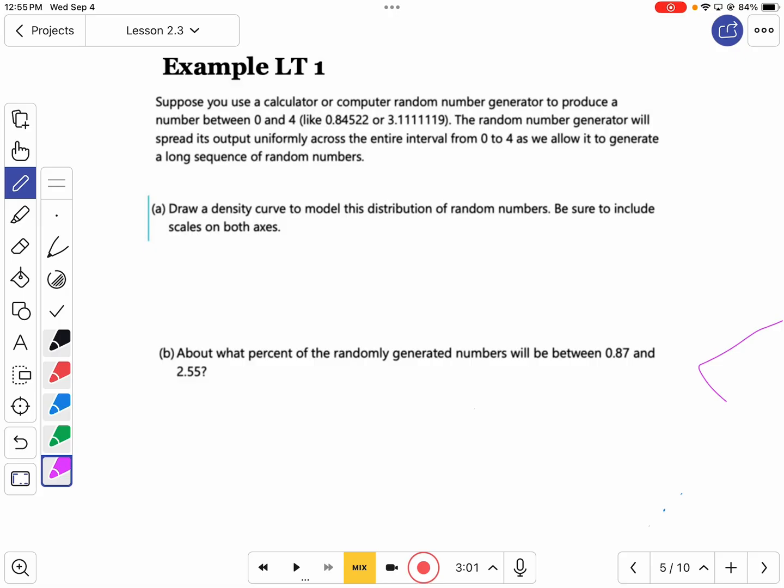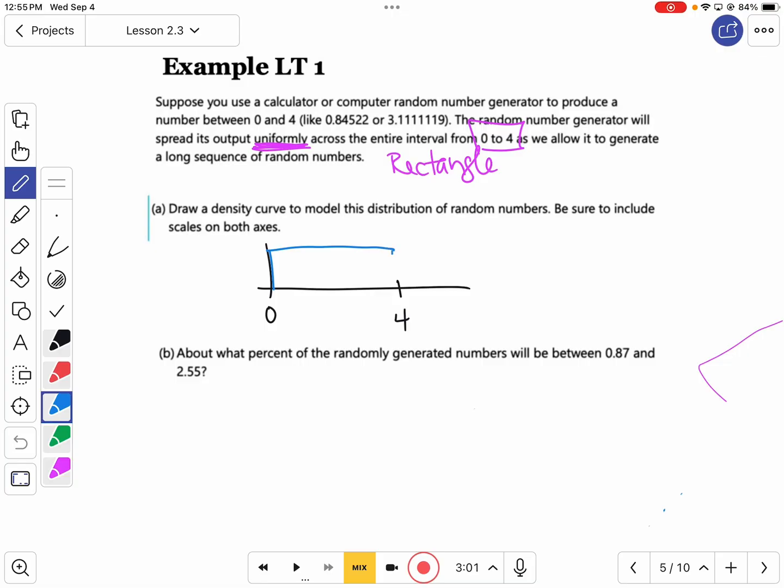So on this one, again, it's still talking about something that's uniform. How do I know that? Well, if I read through there, it says the random number generator will spread its output uniformly. That's the key word there, that it's going to be a rectangle, across the interval from 0 to 4 as we allow it. Okay, so the first thing it wants me to do is to draw that rectangle. All right, what numbers are going on the bottom? 0 and 4. We're going to draw in our rectangle. What's the height going to be? 1/4. Okay, that's all it wants on that first part, is draw that rectangle.